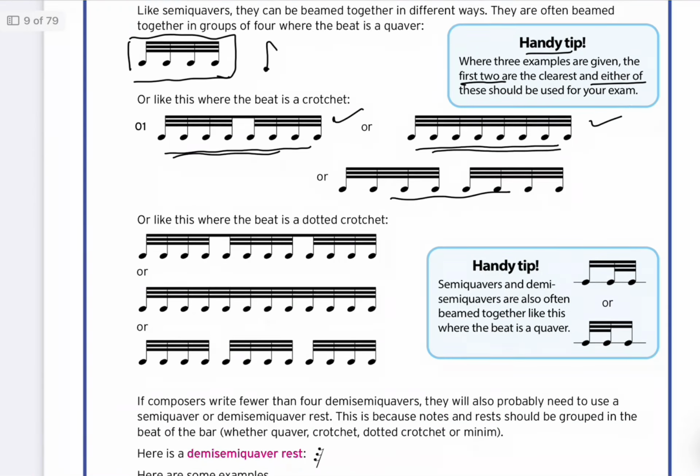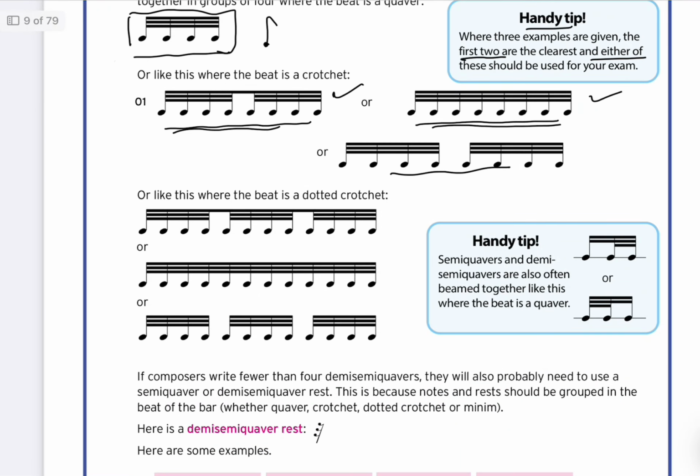Now the next one is where the beat is a dotted crotchet beat. So this is a dotted crotchet beat. Understand this: if there's a crotchet beat and there's a dot here, these are the ways you can write them down.